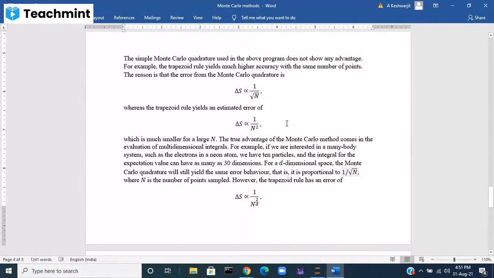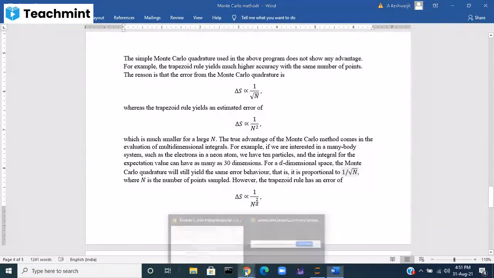Why do we use the Monte Carlo method? Why don't we use the trapezoidal method? The true advantage of the Monte Carlo method comes in the evaluation of multidimensional integrals.